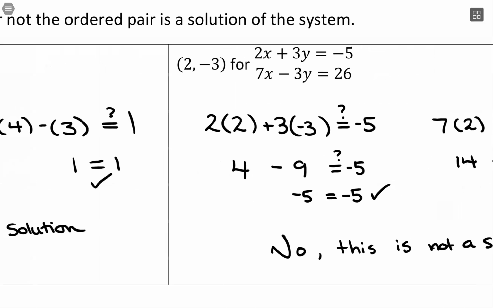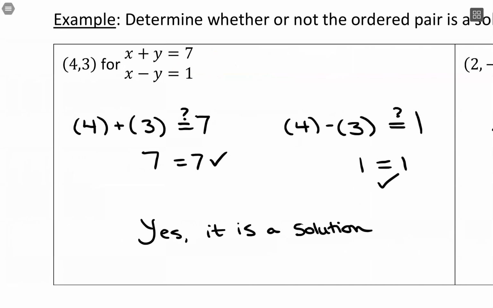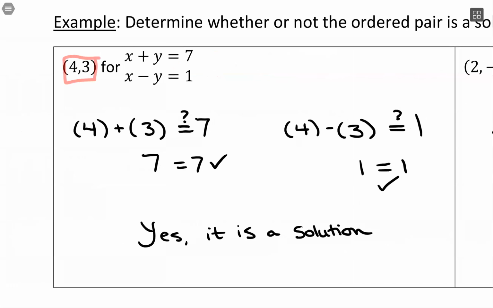So what happened here was this point is a point on this line, 2x plus 3y equals negative 5. If I graph this line, we have a coordinate. But when we graph the second line, it doesn't have this same coordinate as part of it. However, in this first example, this coordinate works for both of them. So if I created graphs for them, we'd have this shared coordinate, which would show up as an intersection point.